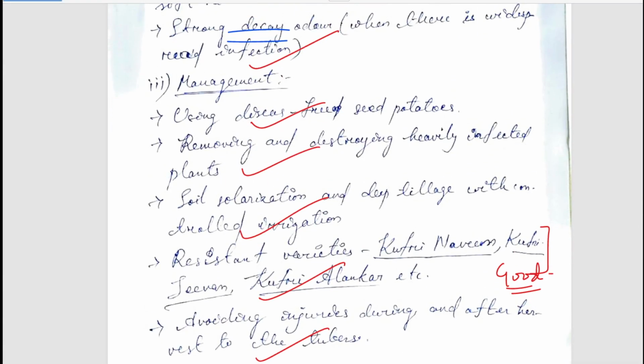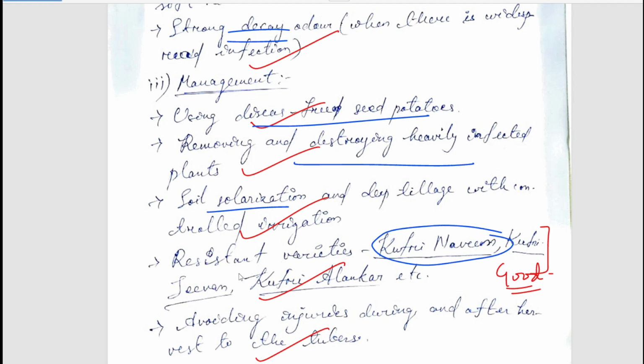How can we manage? We can use disease free seed potatoes, we can remove and destroy heavily infected plants, we can do soil solarization, we can use some resistant varieties. And whenever you are writing resistant varieties, try to give some examples, as the student has given here: Kufri Naveen, Kufri Jeevan, Kufri Alankar. So good.